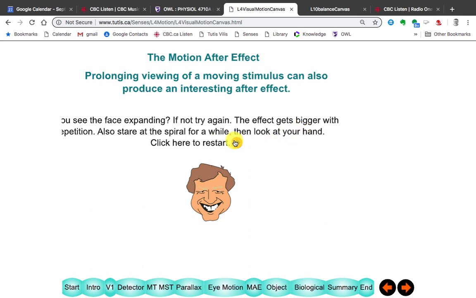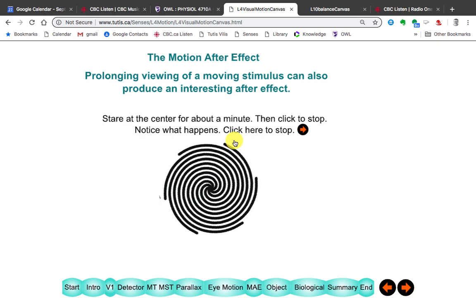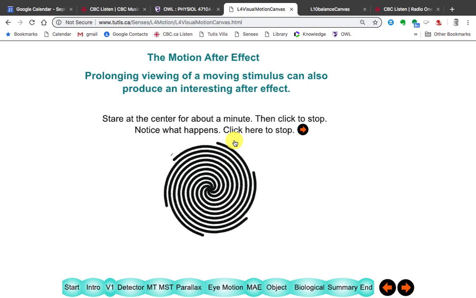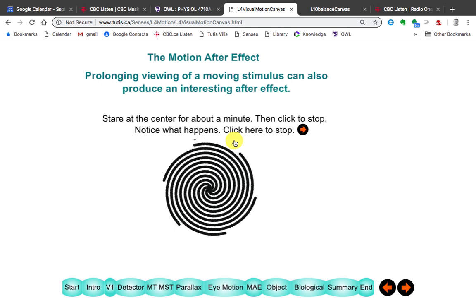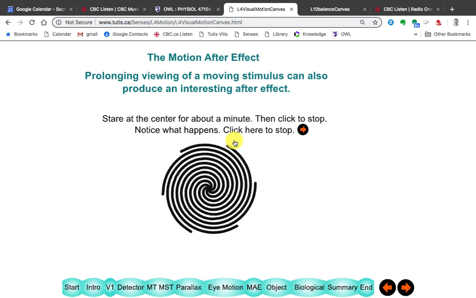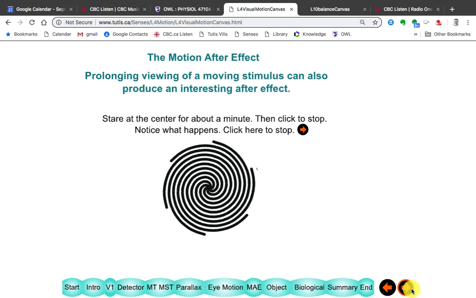Let's try that again. And this time, instead of looking at the screen, look at your hand. Okay, keep looking at the thing going round and round. And then when I stop, look at your hand. Okay, stop. You should, if you're lucky, see the hand moving. And if you looked at somebody else's face, their face will move as well. So that's called the motion after effect. And the question is, what causes it?